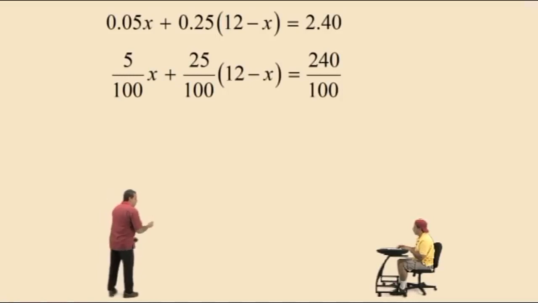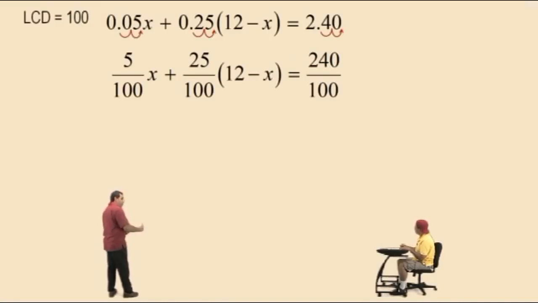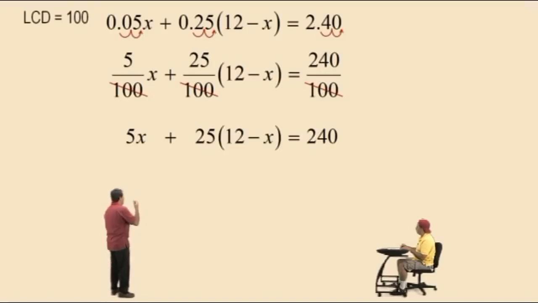So looking at the fractions, Charlie, what's the lowest common denominator? 100. 100, that's right. Now what happens when you multiply a decimal by 100? It moves to the right. It moves the decimals 2 places to the right, correct? And so if you multiply each term by 100, the decimals move 2 places to the right. If you multiply each of these fractions by 100, those denominators get canceled out, right? And so in either way, you'll end up with the equation 5x plus 25 times 12 subtract x equals 240. That's the Kung Fu fraction technique, or Kung Fu decimal technique, right? So anyway, let's go through the steps.